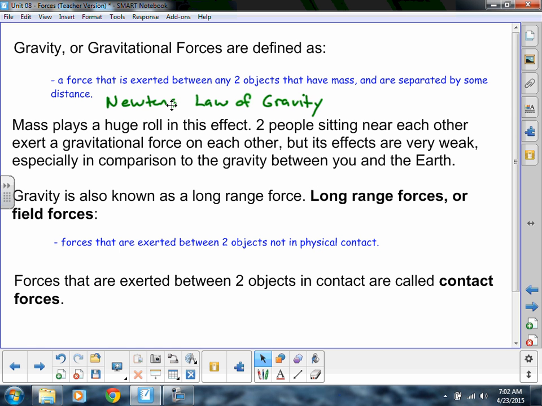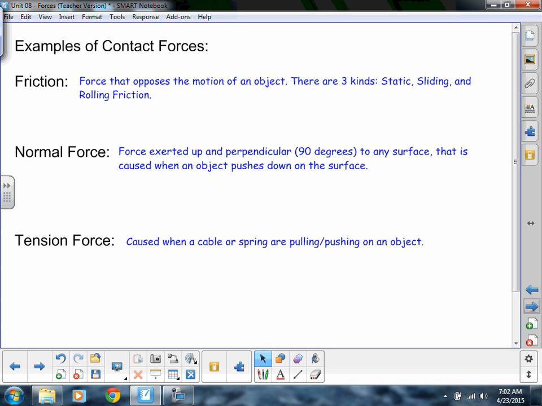When forces are exerted between two things, such as between the broom and the ball in our broom ball activity, anytime those forces only occur when things are in contact, those forces are called contact forces. Some examples of contact forces: friction. Friction that opposes the motion of an object. There are three kinds: static, sliding, and rolling friction.